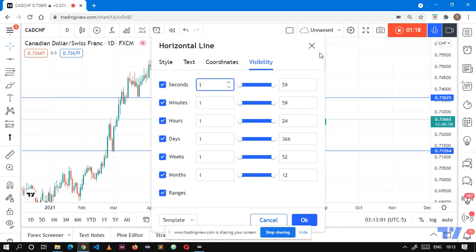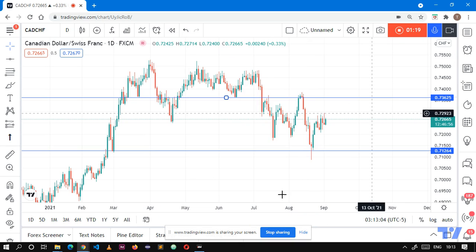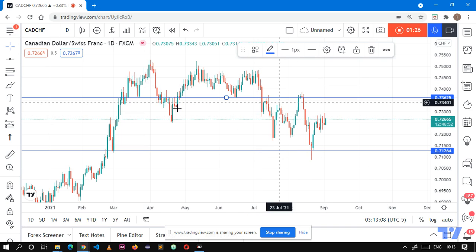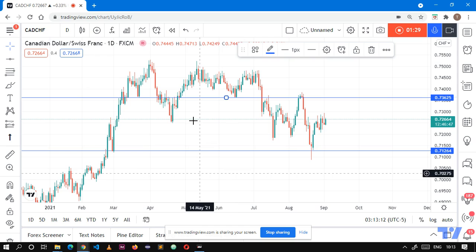So let me take out this. My TradingView is a bit slow. My CPU is not that strong. So anyway, we have two key levels now.